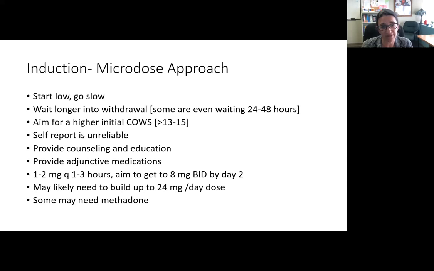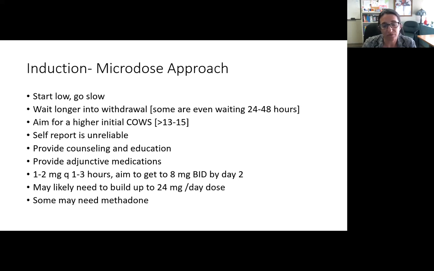And then the microdose is giving about 1 to 2 milligrams every hour or so, aiming to get to 8 milligrams twice a day by day 2. However, I think what we're seeing more commonly is even on day 1, people need to sometimes get up to those higher doses, like 24 milligrams.